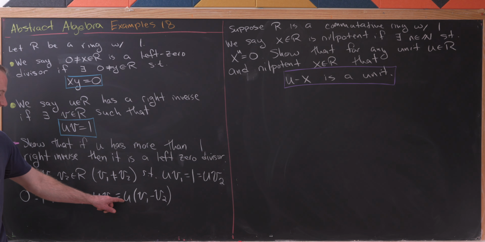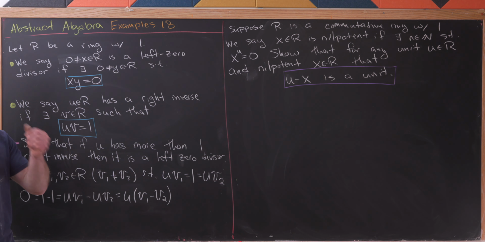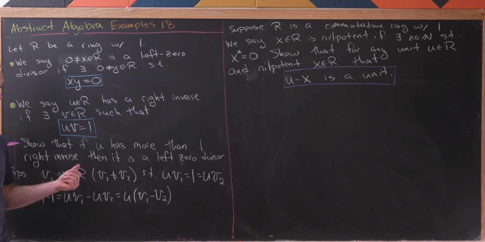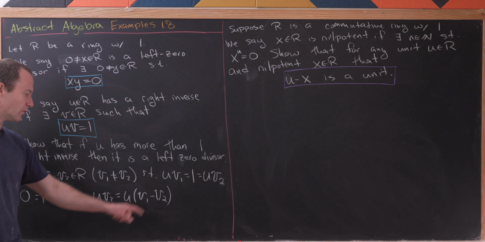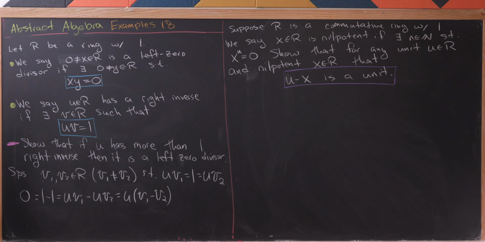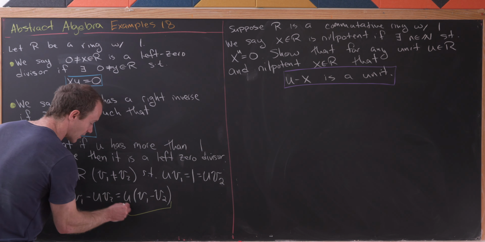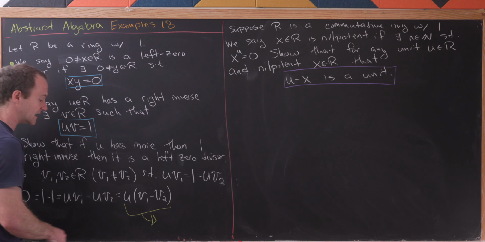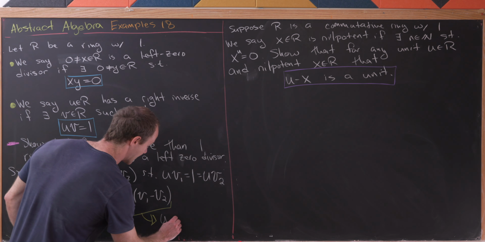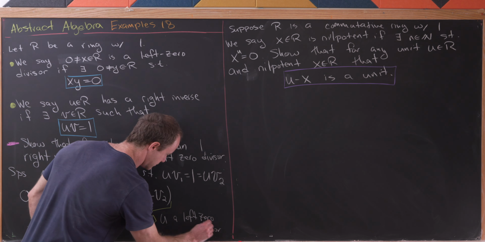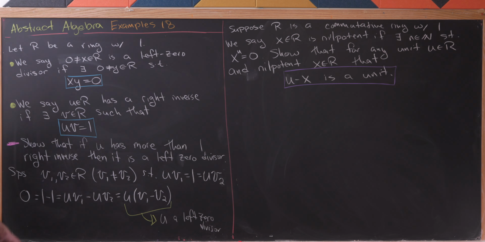But we know that U is non-zero because it has a right inverse. Nothing with a sided inverse can ever be 0. And we know V1 minus V2 is also non-zero because V1 is not equal to V2. So this condition right here is exactly what we need for U to be a left zero divisor. Okay, now let's move on to this last one.